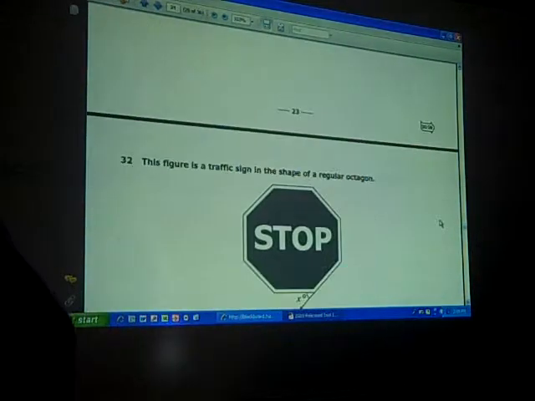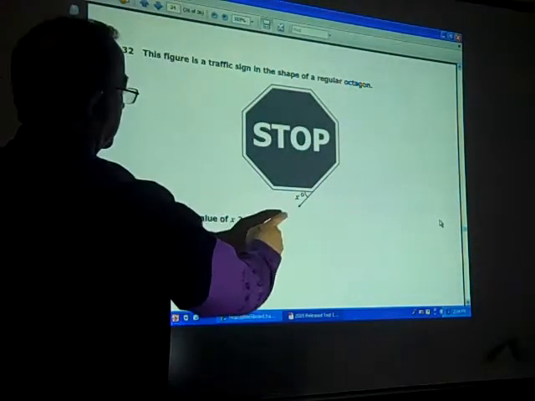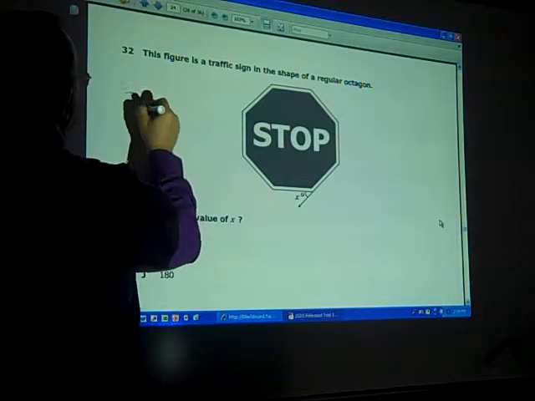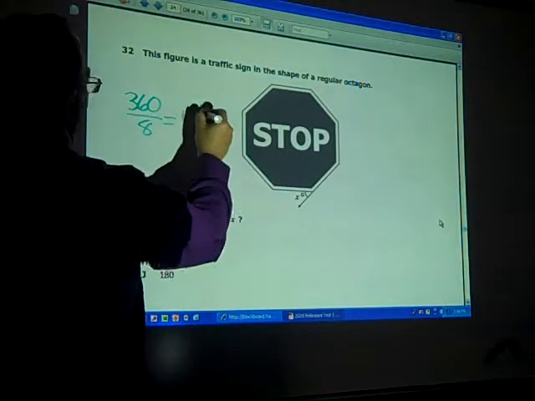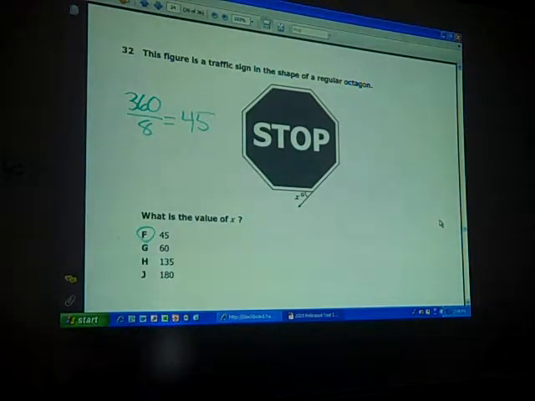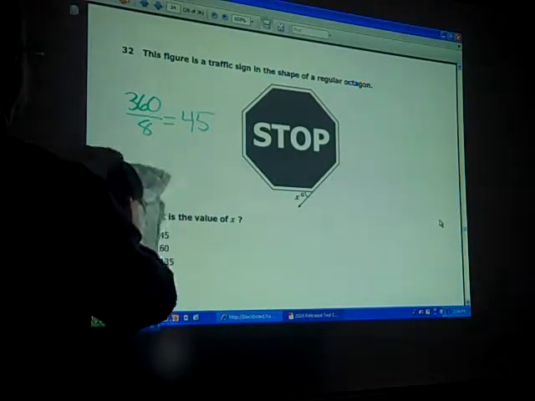All right, figure is a traffic sign in the shape of a regular octagon. What is the value of x? That's an exterior angle. We know they all add up to 360, and we've got 8 of them, so that would be 45. That's 32.